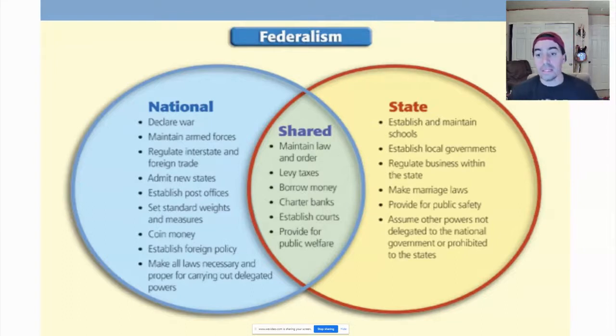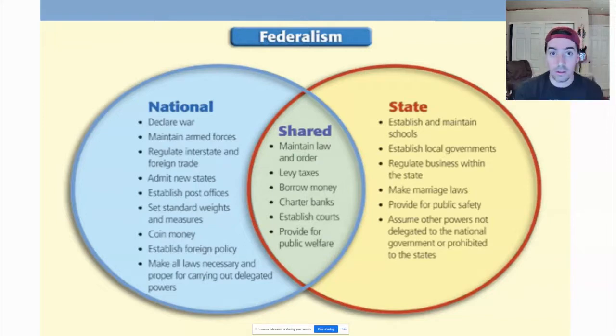Cool. State governments establish and maintain schools. That's why our textbook, which I don't have one around me, but if I did, I would show you that it says California edition on it, because basically in every single state, textbooks are different because the federal government doesn't regulate education. The states do. Establish local governments, regulate businesses within the state, make marriage laws, provide for public safety, assume other powers not delegated to the national government and prohibited to the states. Okay, so these are things that only the state can do on that side.